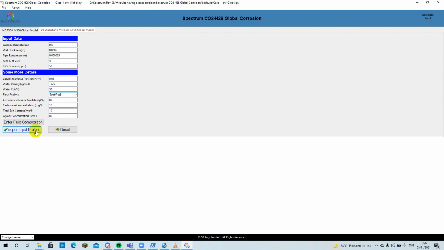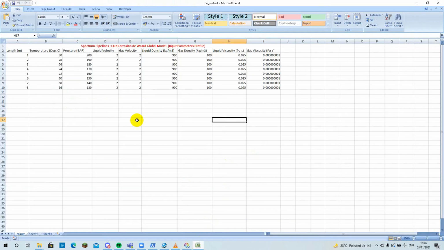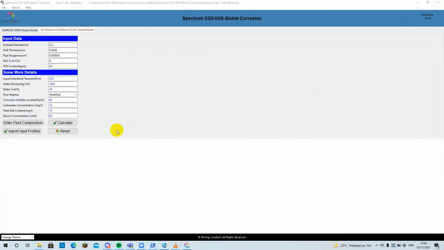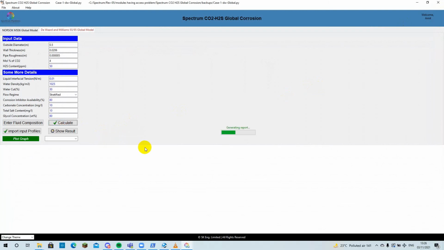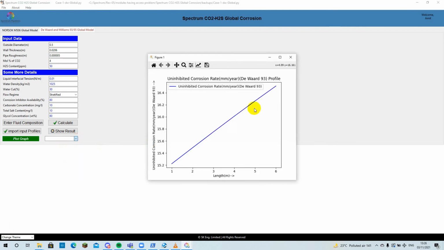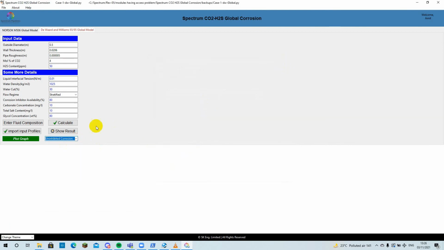The user needs to import input data profiles for the fluid contents temperature, pressure, velocity, and density and viscosity of the liquid and gaseous phase. The user can calculate the corrosion rate based on either the 93 or the 95 Waard and Milliams methodology, or as an average of the two. Once these parameters are entered and the user hits the Calculate button, the software calculates the inhibited and uninhibited corrosion rate profiles in millimeters per year.